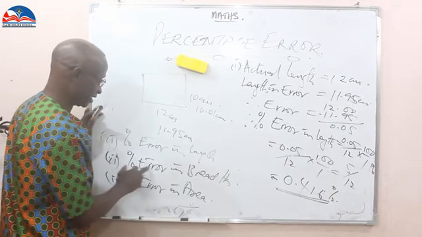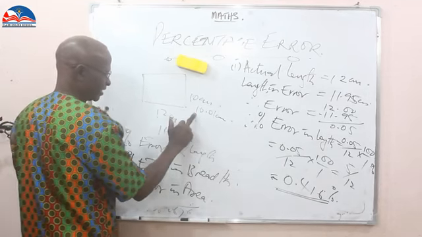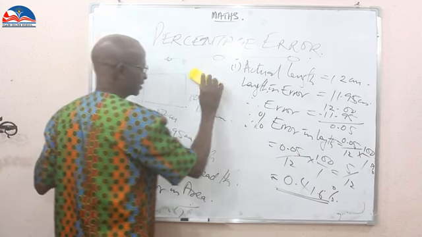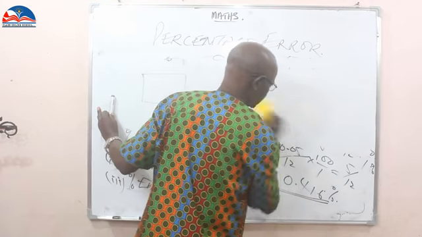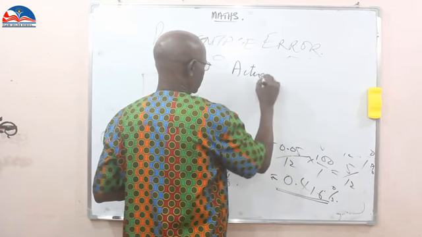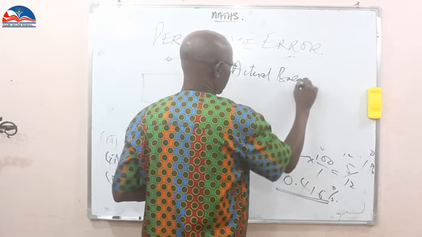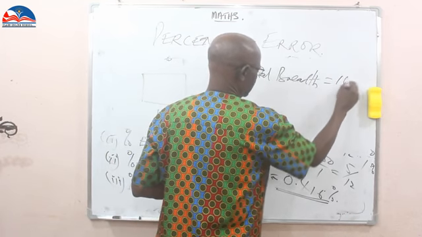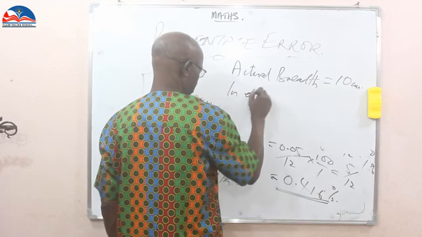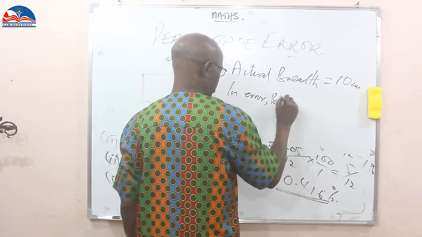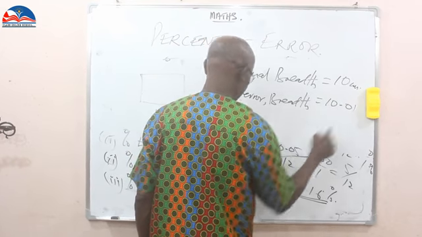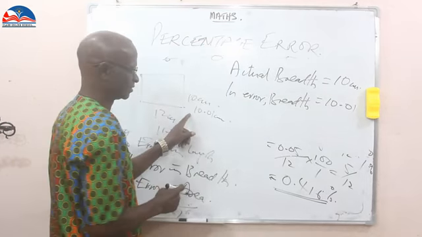What about the error in the breadth? Let's go for the breadth. So let's now take the error in the breadth. Actual breadth is 10 cm. Then in error, the breadth we got is 10.01. 10.01. Then what is the error?